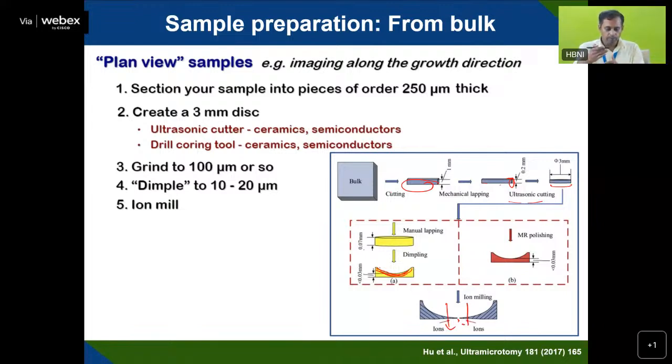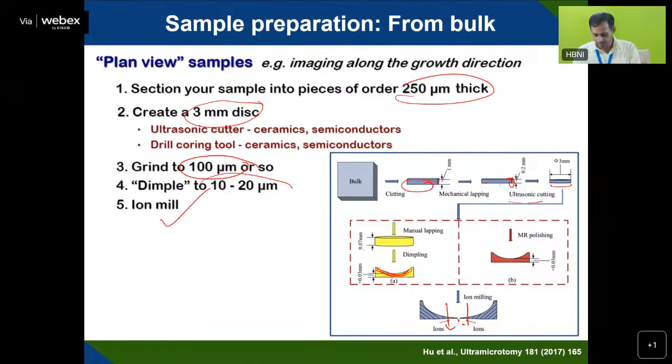So from the bigger sample to smaller blocks, the thin film, you have to first create a 250 nanometer thickness space, then 3 mm discs, then 100 micrometer grind, and then a 10 to 20 micrometer dimple that you create here.